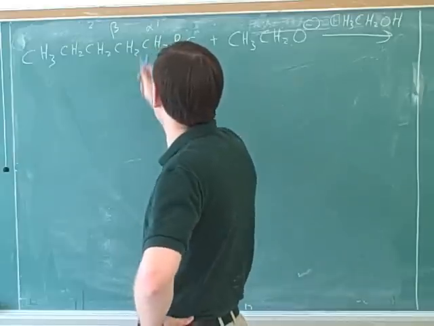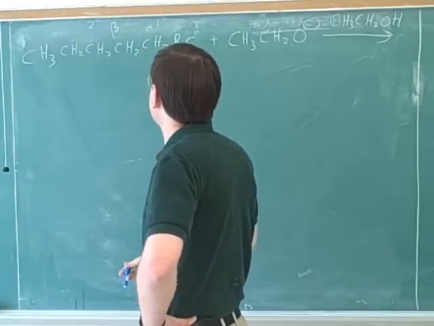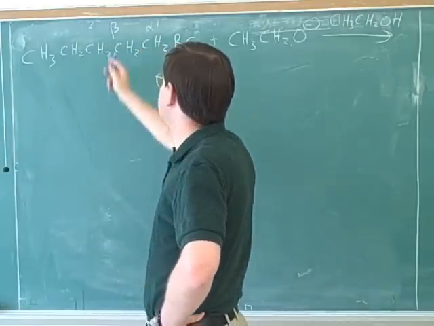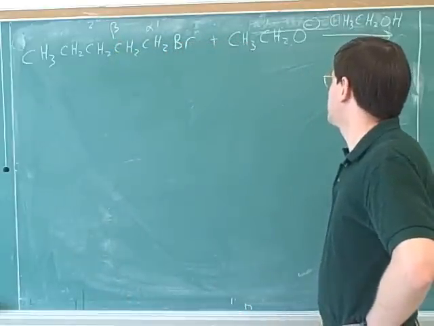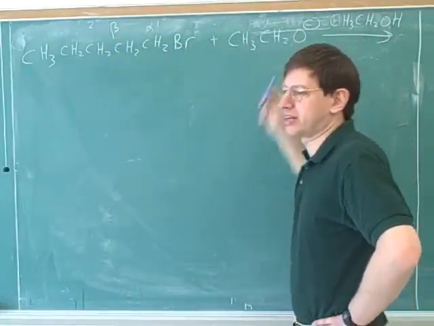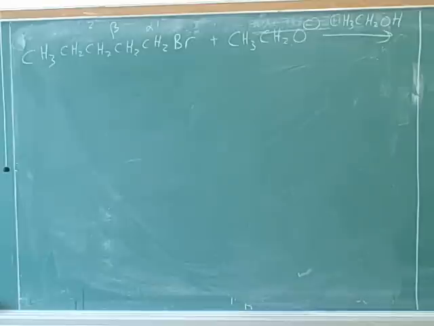There's not too much steric hindrance on the alpha carbon because it's primary. There's not too much steric hindrance on the beta carbon because it's secondary rather than tertiary. And there's not too much steric hindrance from the base because it's not as bulky as tert-butyl oxide. So let's show the mechanism for an SN2.